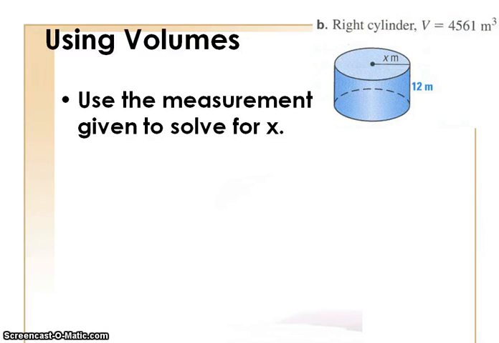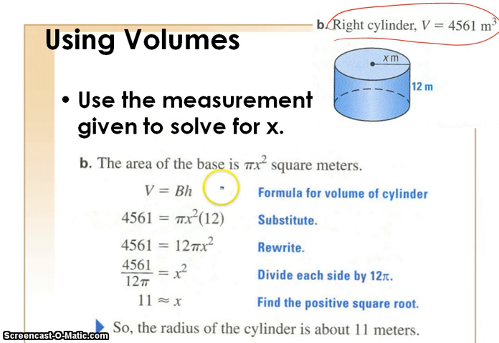Okay, we could do the same thing to solve for x if all we're being told is that this right cylinder has a volume of 4,561 meters cubed. Once again, we know volume is equal to base times height, and in this case we know the base is pi r squared, but we don't know what r is, so we're calling it x, pi x squared, and that's what we substituted here, but we do know the height is 12. So we can just solve for x, and of course, we would use the positive square root. We don't need the negative square root in this case, and we get x is approximately equal to 11, so the radius of the cylinder is approximately 11 meters.